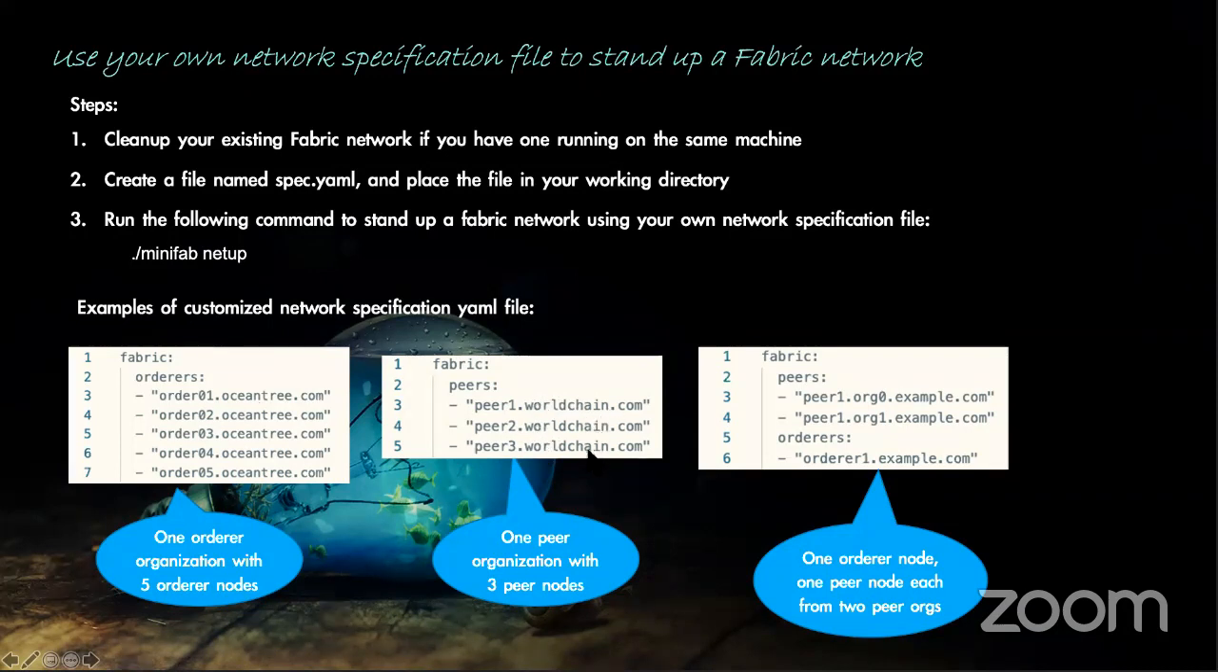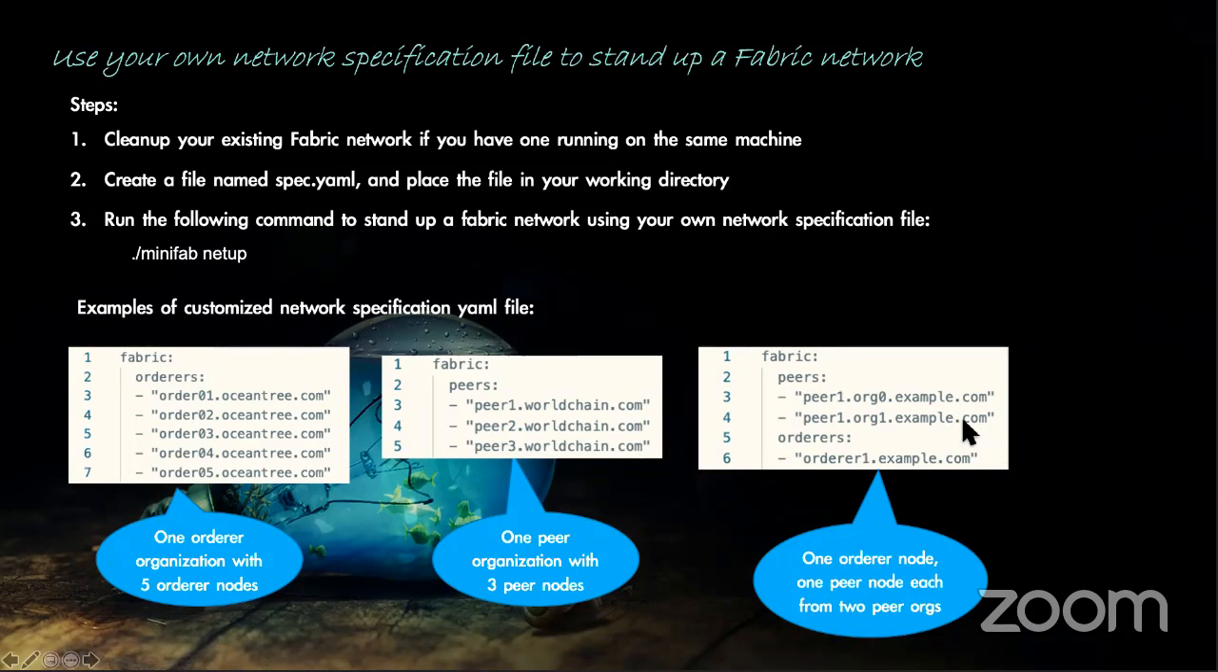The second one only contains peers. So this probably mimics an organization that comes to the party a little bit late. They just want to set up a few peer nodes. This is the spec you can use. Once you have the peer nodes up and running, then you can join the existing Fabric network, right? Then your organization will be part of the network.